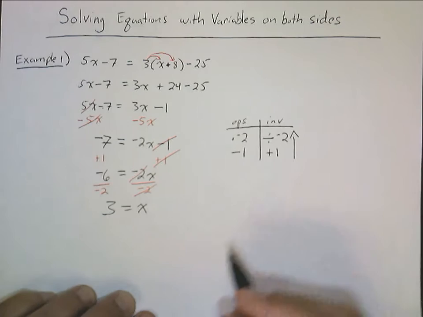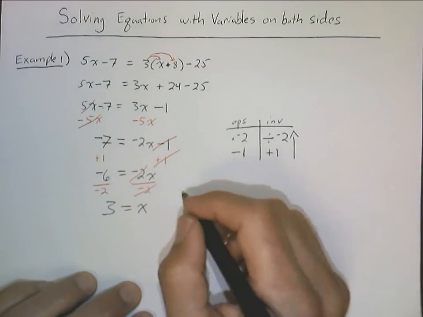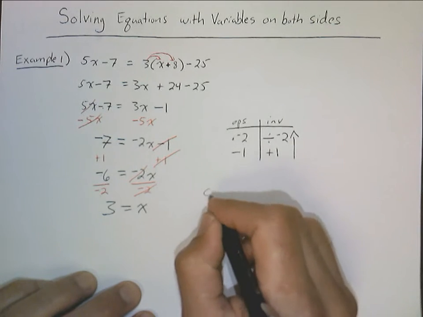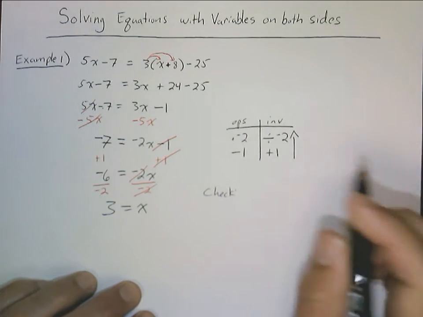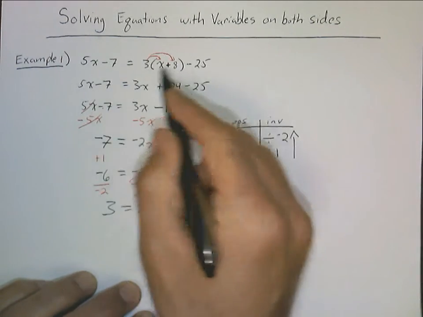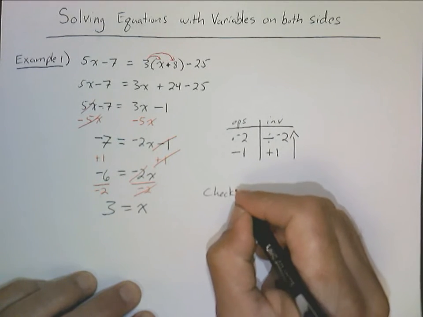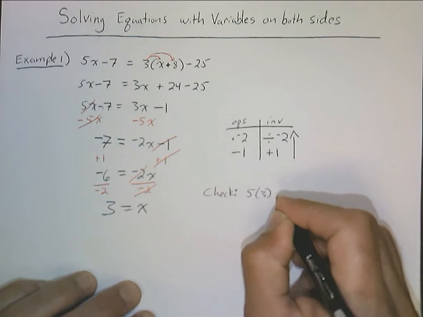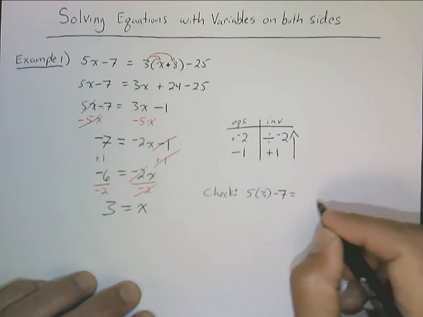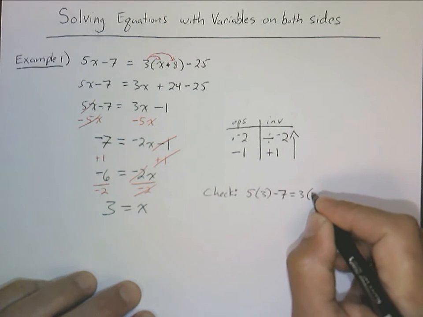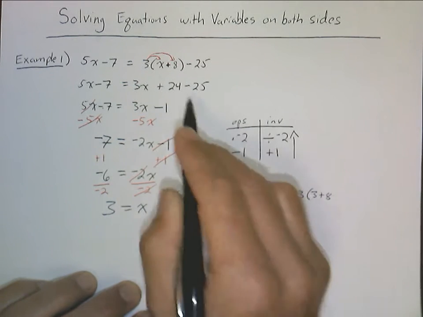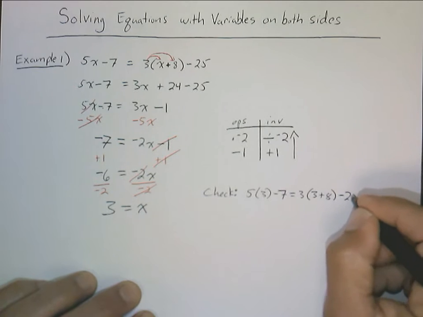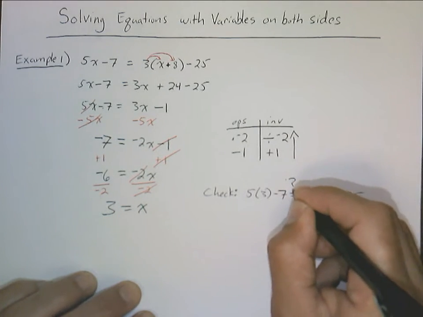We could put it in solution set notation if we wanted to. I'm not a big stickler about that. So now let's just check our answer by plugging it back into the original equation. And we ask ourselves, is it actually true that 5 times 3 minus 7 is equal to 3 times 3 plus 8, just putting a 3 for that x as well, minus 25.